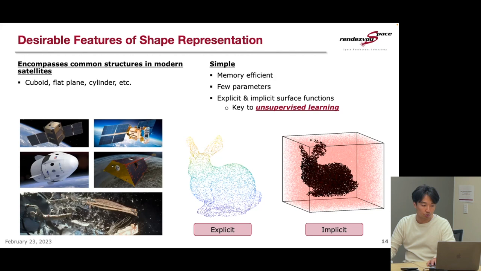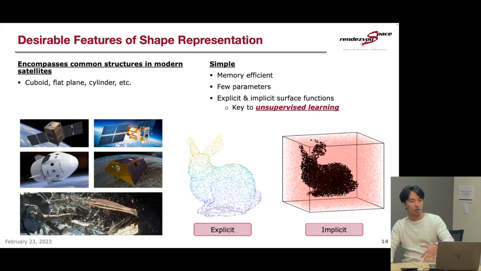So the reason these two functions are important is because these are key to unsupervised learning, in the sense that the only label of these images we have are 3D mesh models of the target spacecraft, and we're not doing any manual labeling of that.